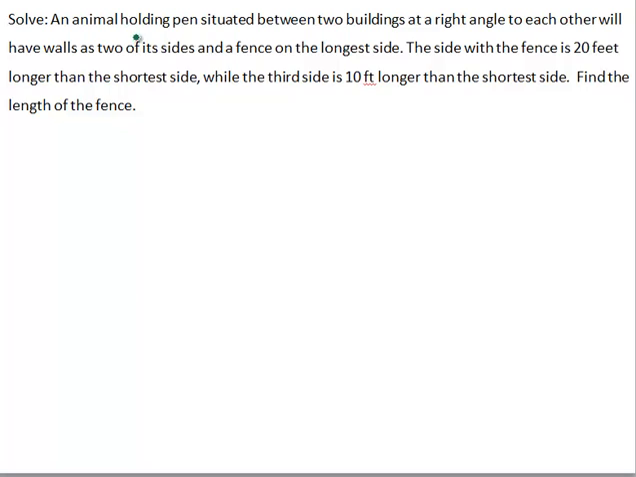So an animal holding pen situated between two buildings at a right angle to each other. And situated, make sure you know what that means. We'll have walls as two of its sides. Ooh, that's important. And a fence on the longest side. And longest really tells me a lot.